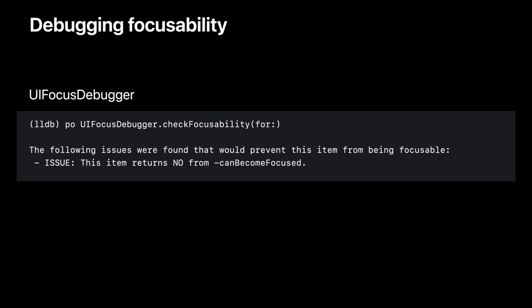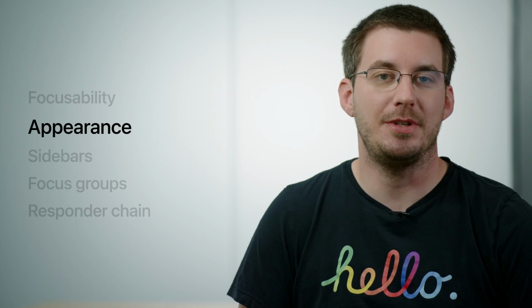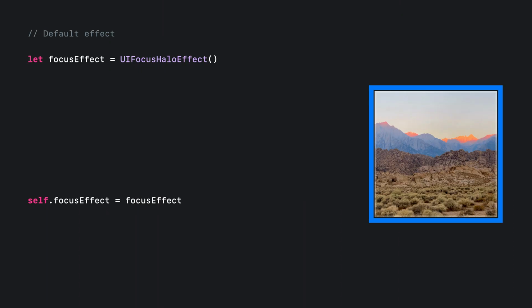So we talked about how to make your UI focusable. Let's take a closer look at the appearance of focused items. There are two styles you will commonly see throughout the system. First, there's the halo effect, similar to the focus ring on macOS. In fact, this is the default effect on Mac Catalyst. On iPadOS, you can use this effect by assigning a UI focus halo effect to the focus effect property.